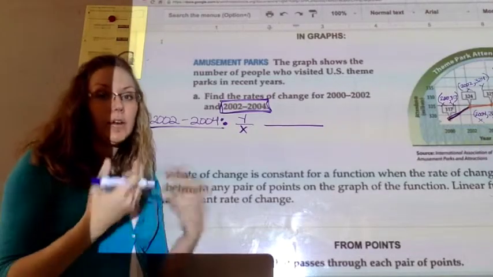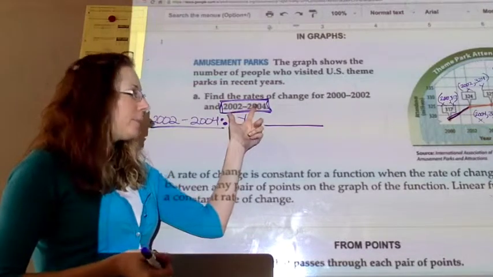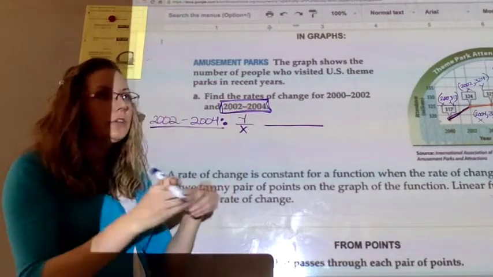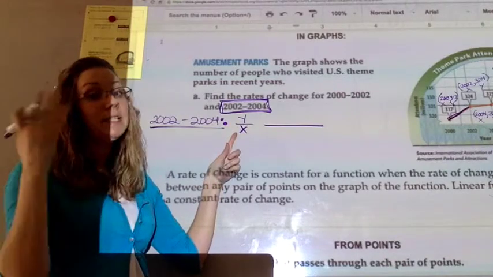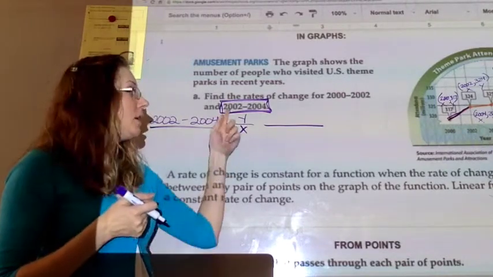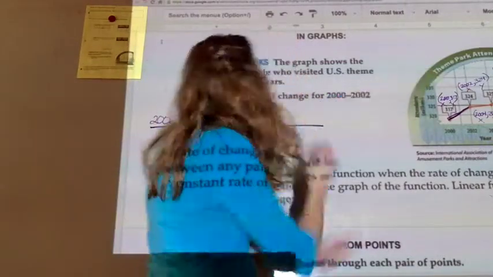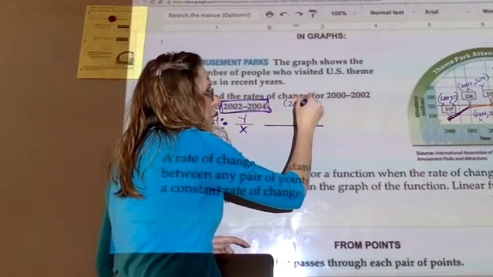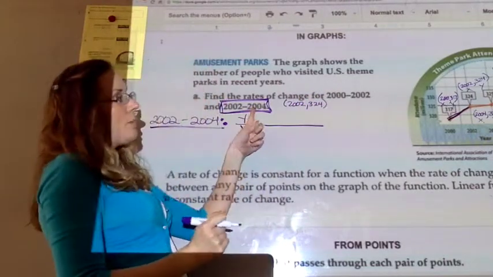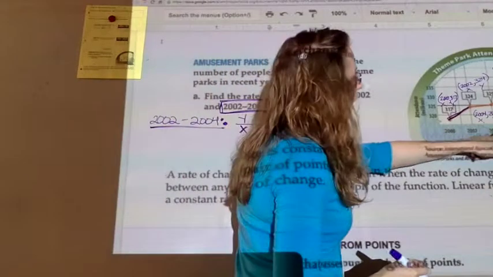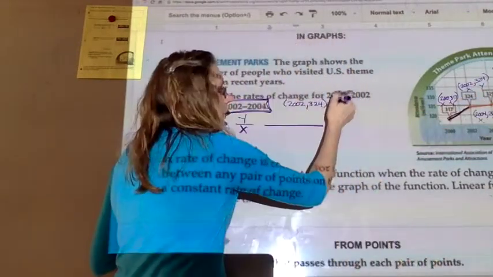All right, let's look at our rate of change now. Hopefully you gave it a go for 2002 to 2004. I'm thinking in my head, rise over run, change in y over change in x. So I need to know my y's and my x's. I'm going to look at 2002, which is right here. I already used that point once. 2002, comma, 324. I'm going to look at my other coordinate pair for 2004. I'm going to come over here. It's 2004, 325.